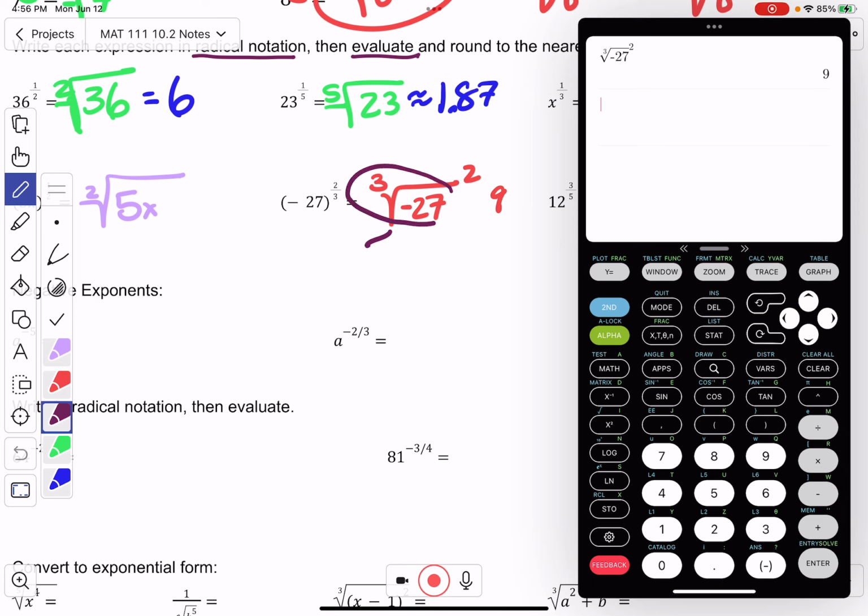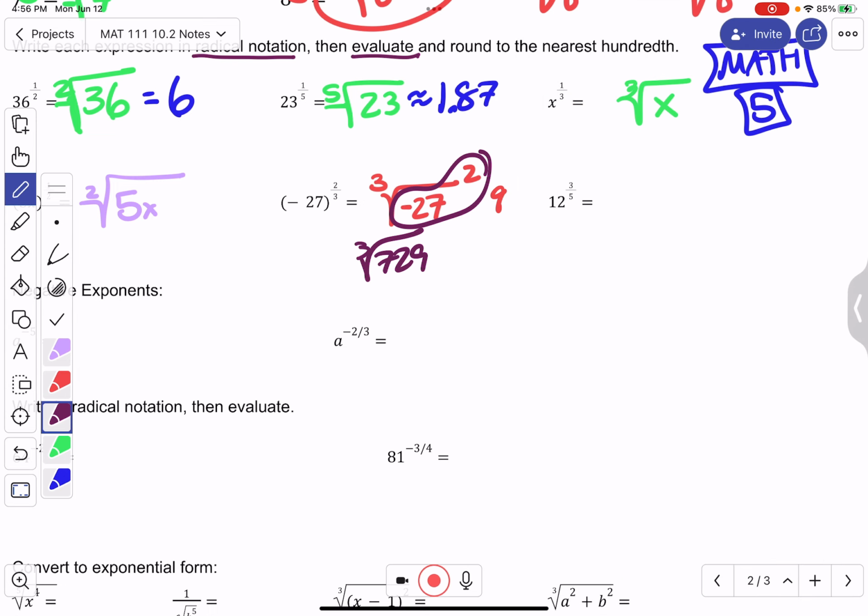One way to do it is to say, hey, the cubed root of negative 27 is negative 3. And negative 3 squared is 9. That's one method. The other one is to square it first. So negative 27 squared is 729. And then the cubed root of 729, math 5 for 729, is also 9. So there's 2 different ways to get that, well, 3, I guess, if you use the calculator.